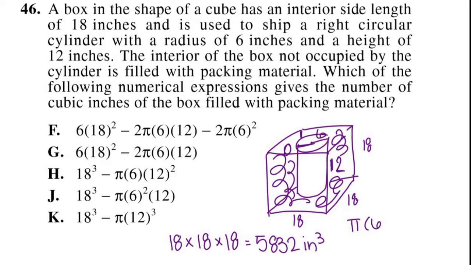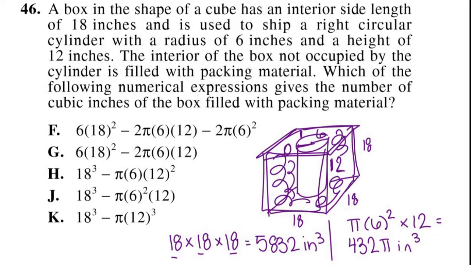Now to find the volume of the cylinder, we do base, which in this case is pi r, which is 6 squared, multiplied by our height, which is 12. That then simplifies to 432 pi cubic inches. But we can see here, our answer choices, we don't even have to multiply that out. We know that we did 18 times 18 times 18, which would be the area of our cube, the volume of our cube, excuse me.